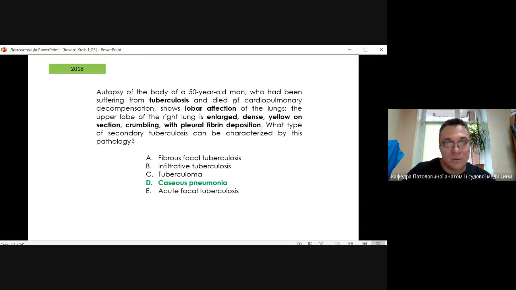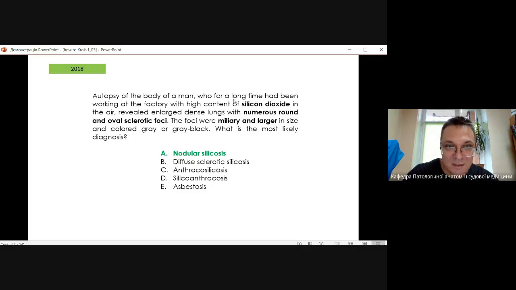Question about tuberculosis and widespread involvement of the entire lobe of the lungs with pleuritis. In this case, we are dealing with nothing else but caseous pneumonia. So it looks like pneumonia, right? With pleural effusion. That's pretty easy to build the connection in this case. Nodular silicosis, because we know that the man had been working a long time in a factory with a high content of silicon dioxide. Silicon dioxide means associated pneumoconiosis, silicosis. And that's nodular because we see numerous rounded oval sclerotic foci. That's pretty easy. Silicosis, which is nodular.